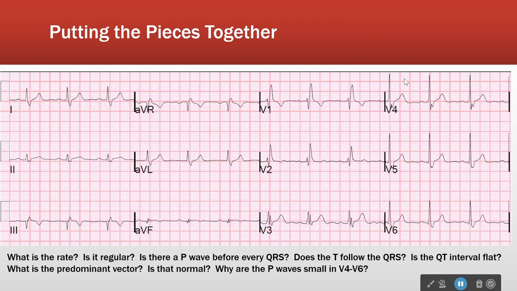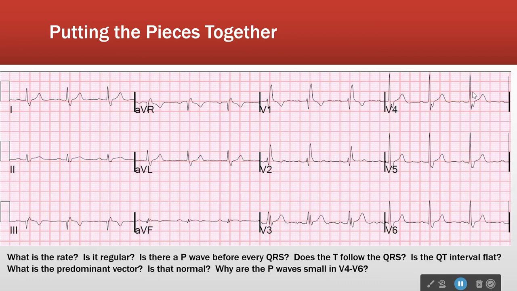175, okay? So that's our calculated rate or our approximated rate. Now, the other one we looked at was the rule of 1500, right? So if this is 5 little boxes, this is 20 total little boxes, so what's 1,500 divided by 20? 75. See, so we get the same answer using two different methods. Okay, so that's the rate.